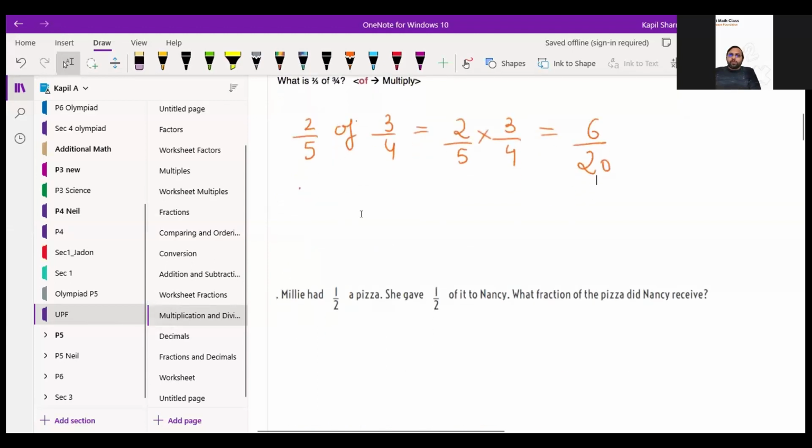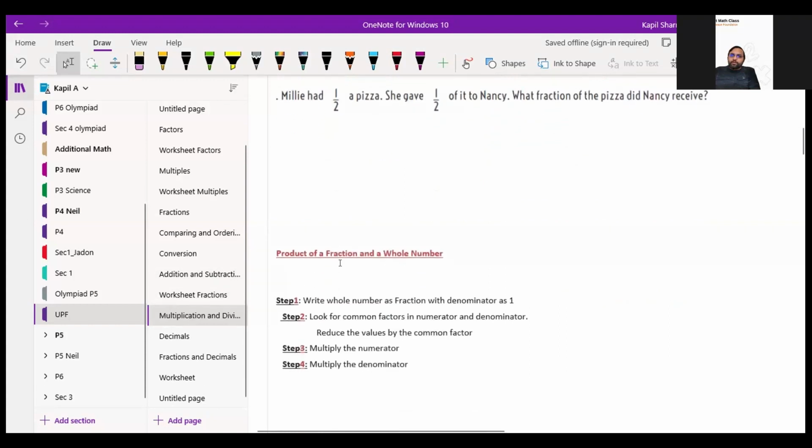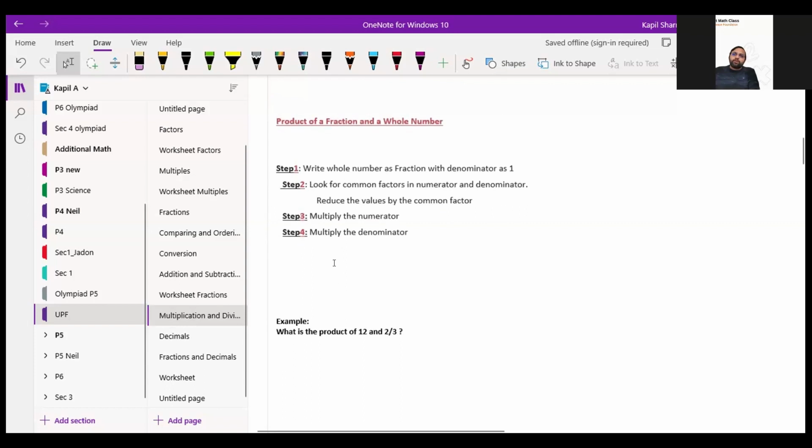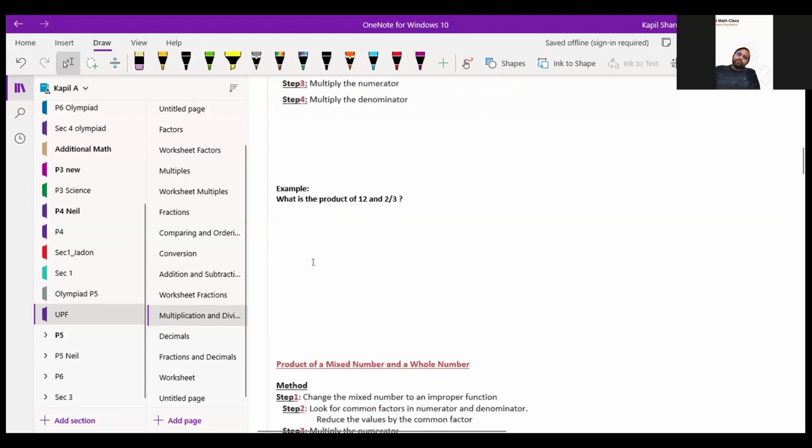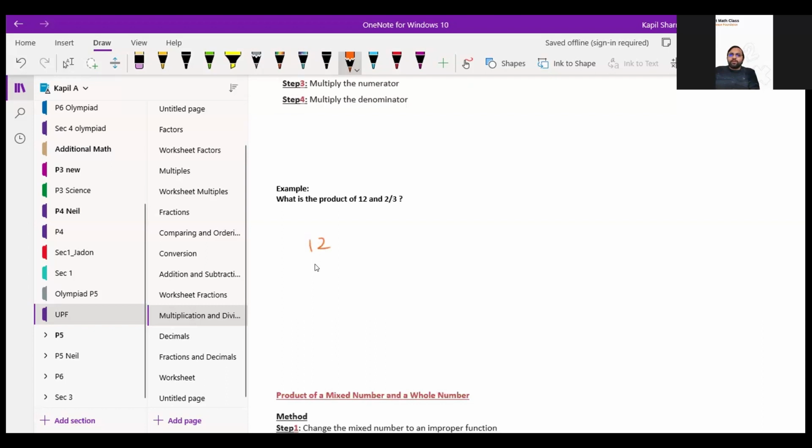Okay, so now let's look at the product of a fraction and a whole number. Okay, so let's say you have a whole number and a fraction. 12 times 2 upon 3. So do you know how to multiply a whole number and a fraction, Swastik? Can you answer this one? Yeah, what is it then? 12 times 2 upon 3.